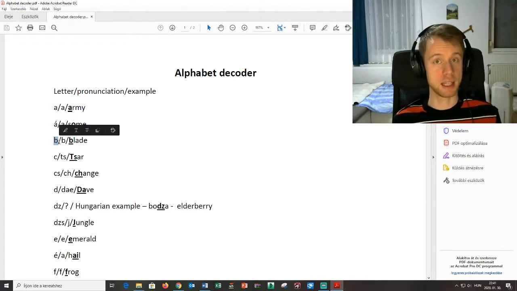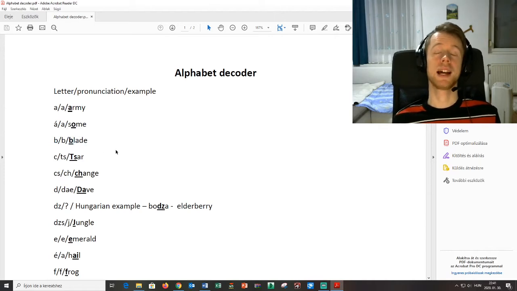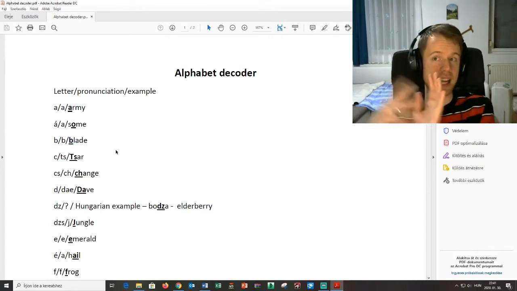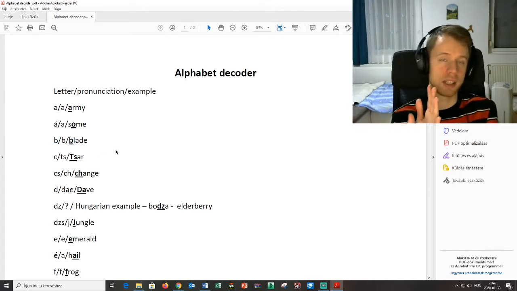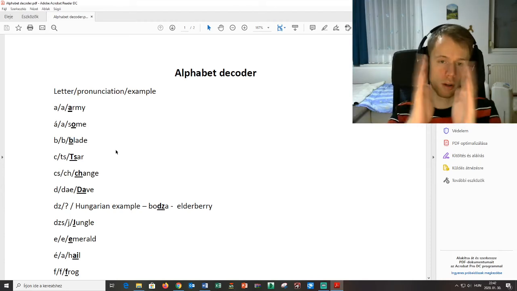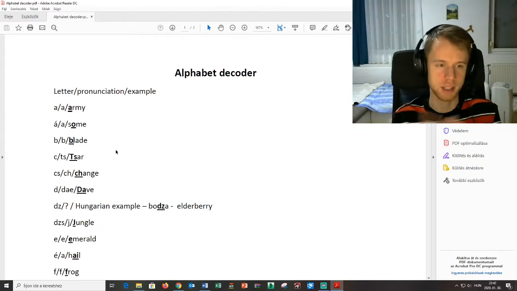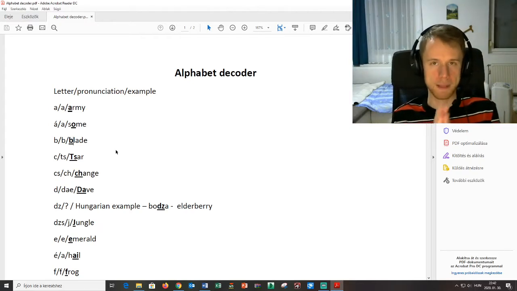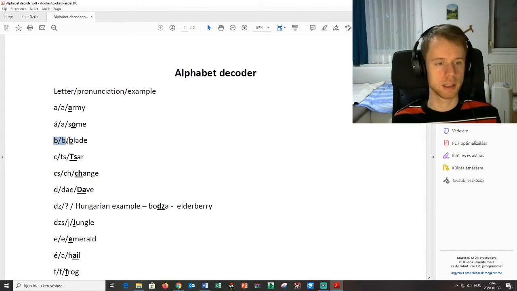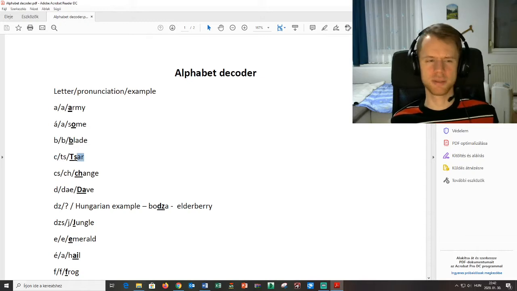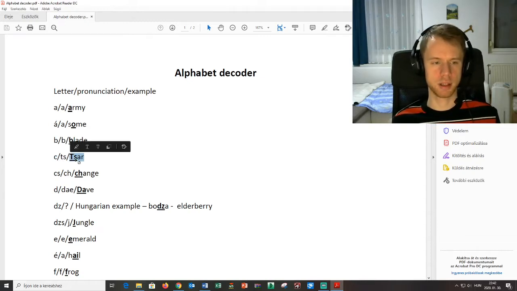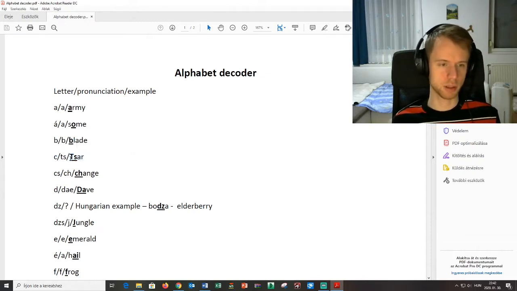Then the third is B, like in blade. You can hear I pronounce it with an A, but the A is only there because it's a consonant. So the core of the sound, which we use in reading or in pronunciation, is B. So B is the full name, and blade, like in blade.